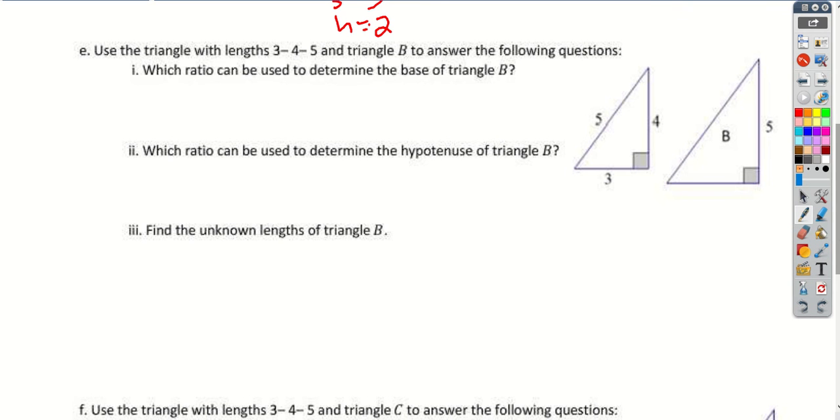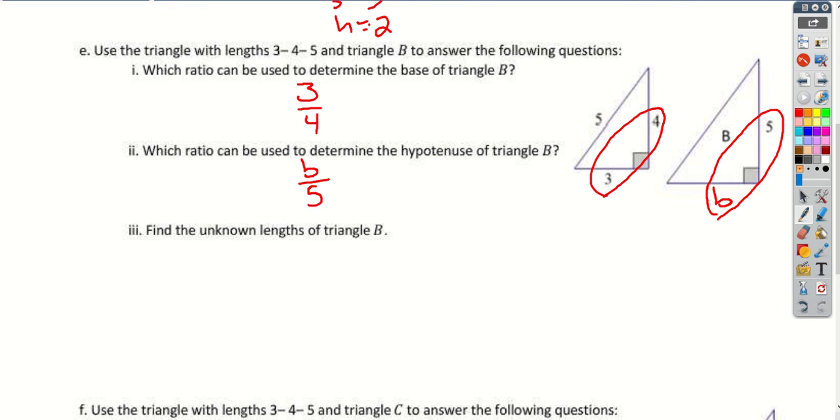Question number E, which ratio can determine the base of triangle B? We'll call B for base, right? Since I'm using these two and these two, the ratios I can use are 3 over 4 from the first triangle, and in the same order, B over 5 in the second triangle. If I want to go from one triangle to the next, it's going to be 3 over B and 4 over 5. If I want to go inside the same triangle, I could do 4 over 3 equals 5 over B. And when we cross multiply, we're still multiplying the same thing here.